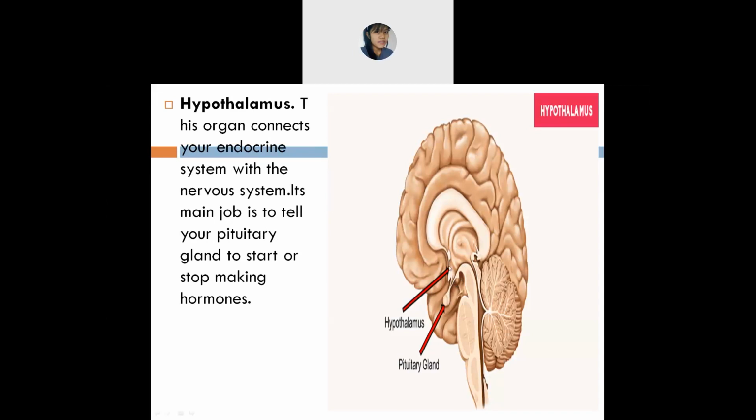So the hypothalamus you will find in your brain. What does this hypothalamus do? It will send information to the pituitary gland, which you will find just below, at the bottom of the hypothalamus. It will inform the pituitary gland to stop making hormones. If the hormones are being released excessively into the bloodstream, it will ask the pituitary gland to control the amount of hormones released into the bloodstream. Are you clear about the hypothalamus?